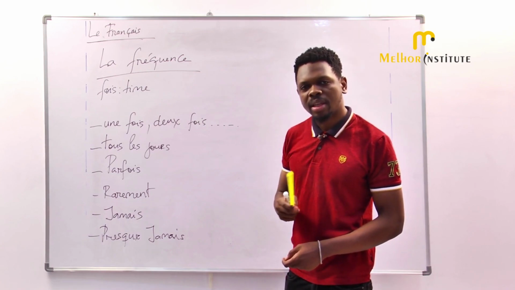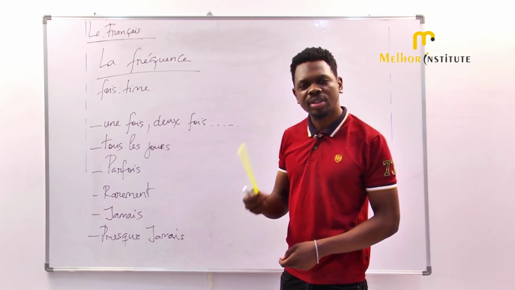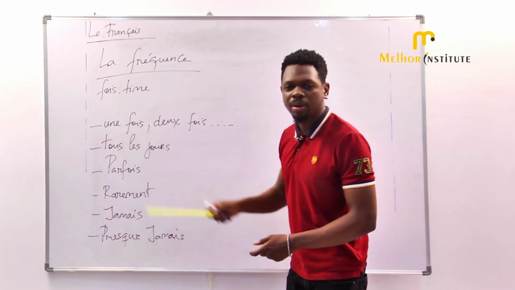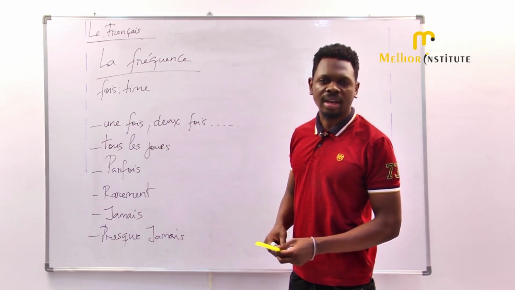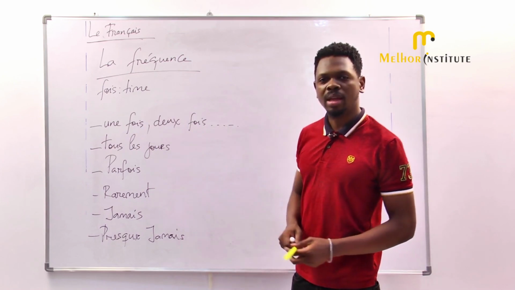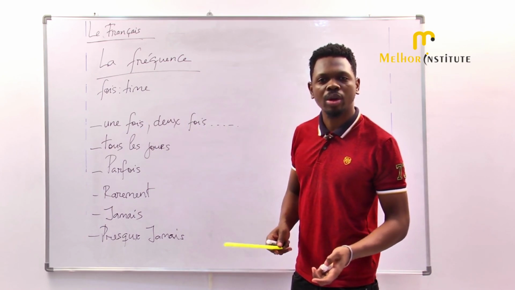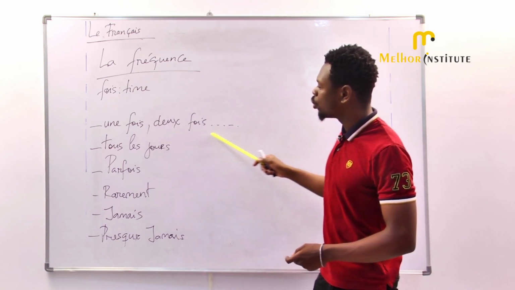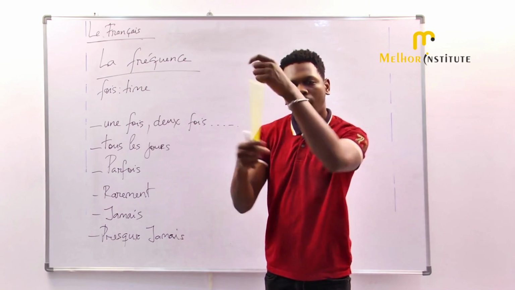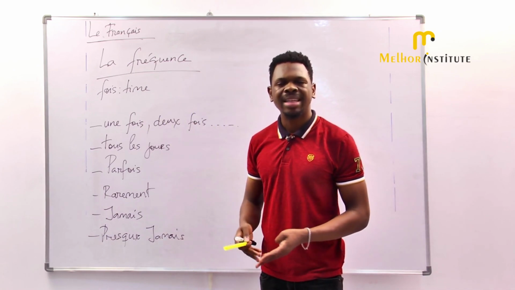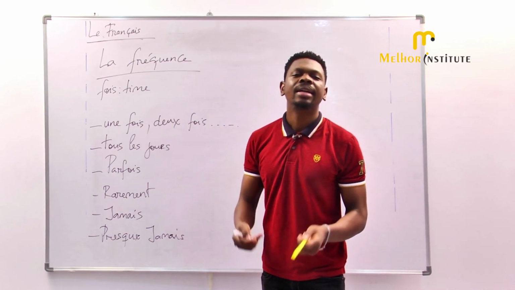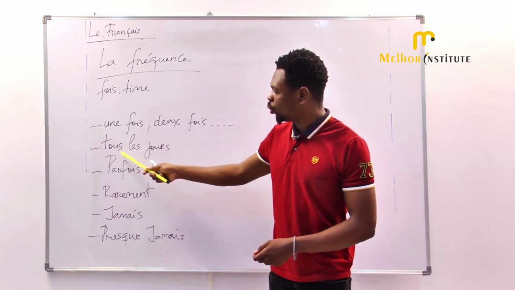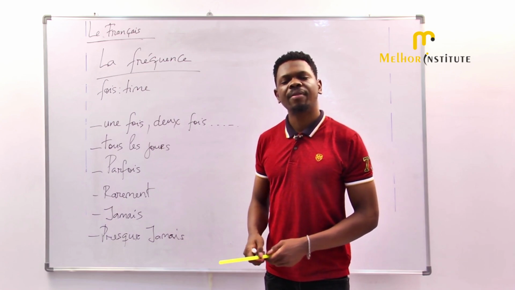The frequency, it means 1 time, 2 times, 3 times, like that. Now, une fois will mean 1 time. Deux fois will mean 2 times. Like when you want to say twice, you will use deux fois. So it's continuous. You can say 3 fois, 5 fois, 10 fois. 10 fois will mean 10 times. Okay? Tous les jours means every day.